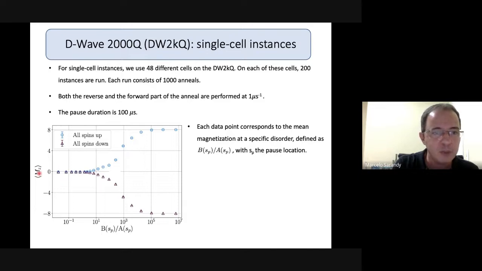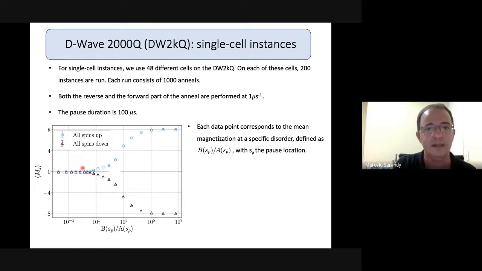Here I'm showing the local magnetization. Each point here is the mean magnetization at a specific disorder, which is defined by the ratio B over A, right? So B over A can be thought of here as the disorder strength. We can see that if the disorder is small, I have zero magnetization. The initial state is all the spins up or all the spins down. When I measure magnetization at the end of the process, if the magnetization is zero, it's because I'm losing information. I'm losing memory here, right?